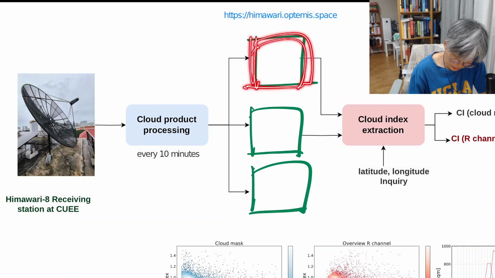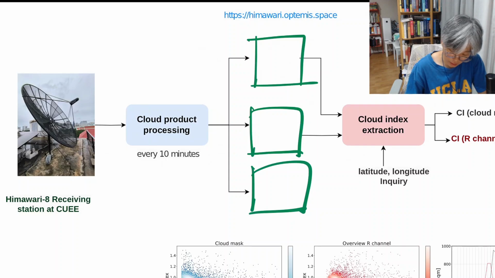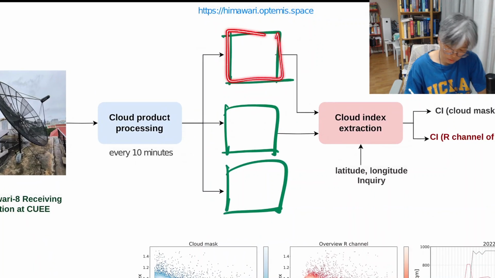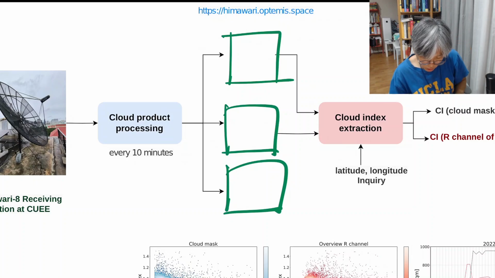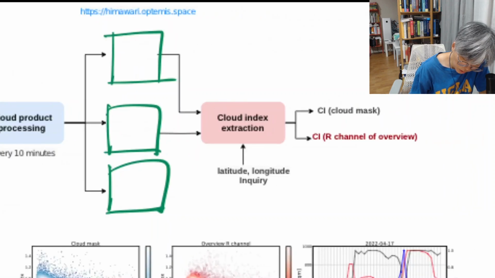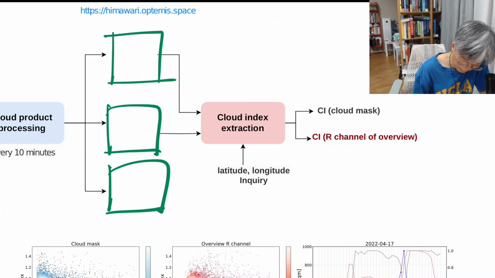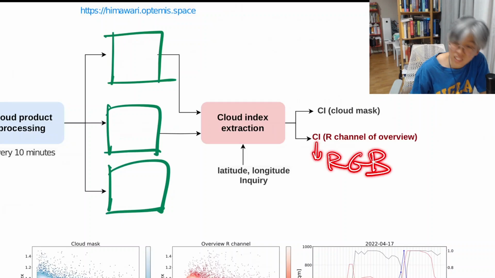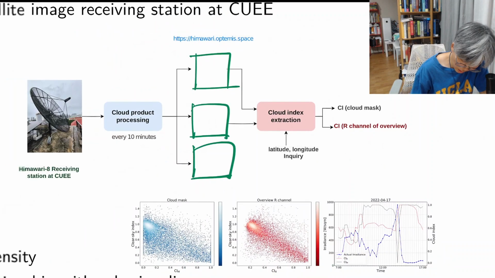Yeah, it's too bad that the picture is missing on my iPad. So basically, it's a picture of the cloud from Himawari, and then we perform the cloud index extraction. So we extract the cloud amount based on the picture of the cloud we see. In our receiving station we can get the cloud mask, and we get the cloud image in RGB format, and we choose the R channel.